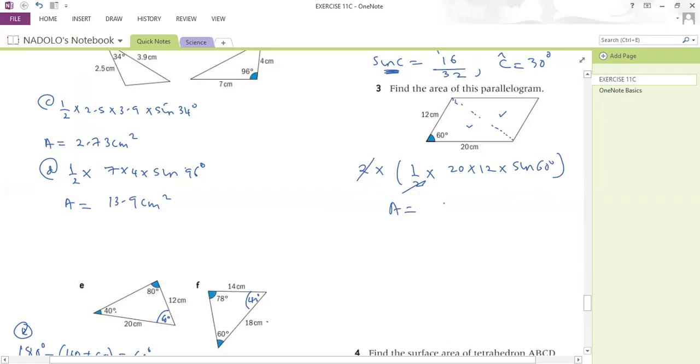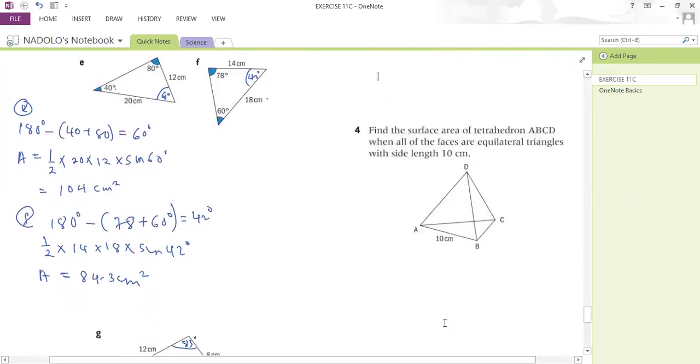You're going to use your GDC and you'll get your answer, 208 square centimeters, because it will be 20 times 12, that's 240, multiplied by root 3 over 2, which is sine 60. That's number 3.